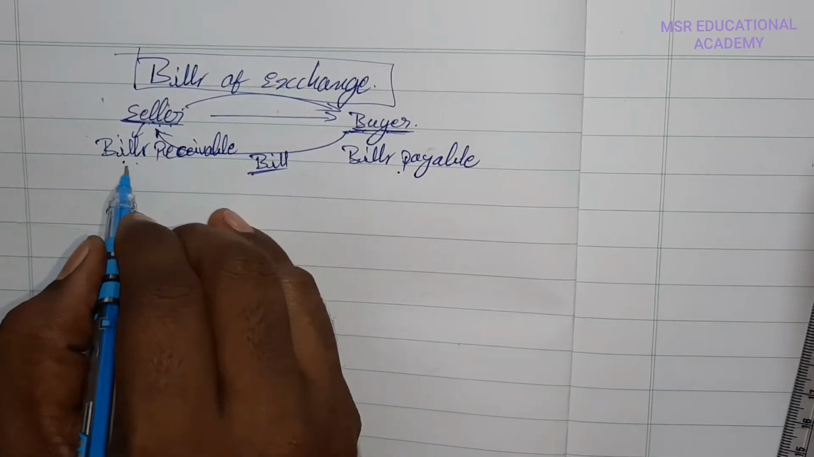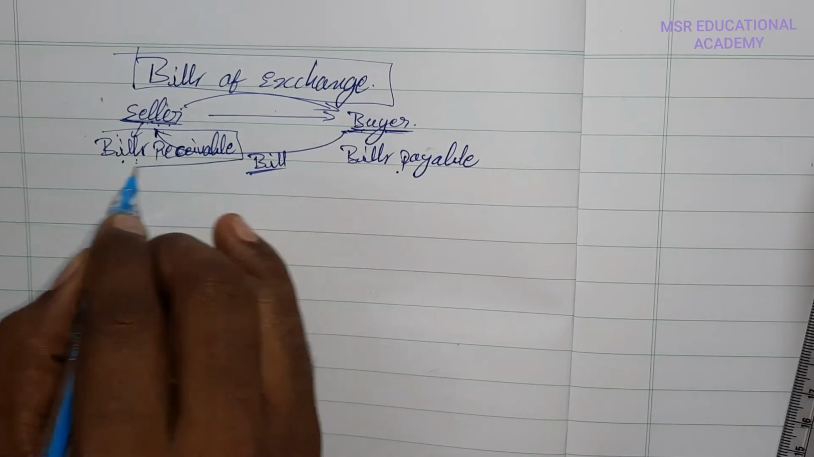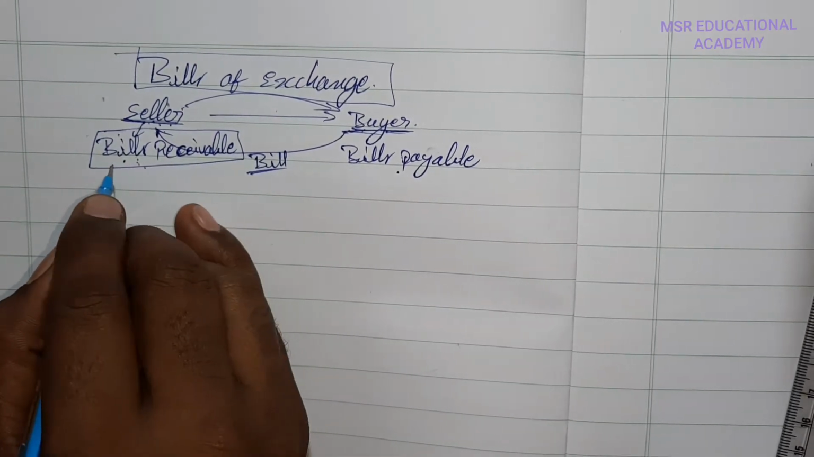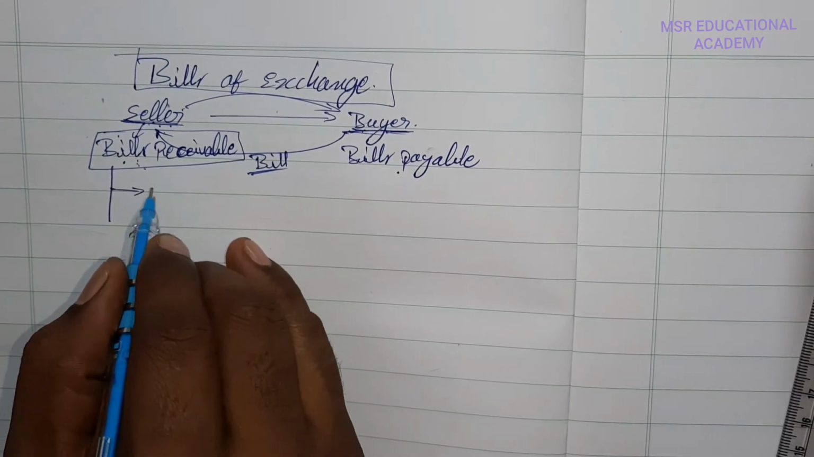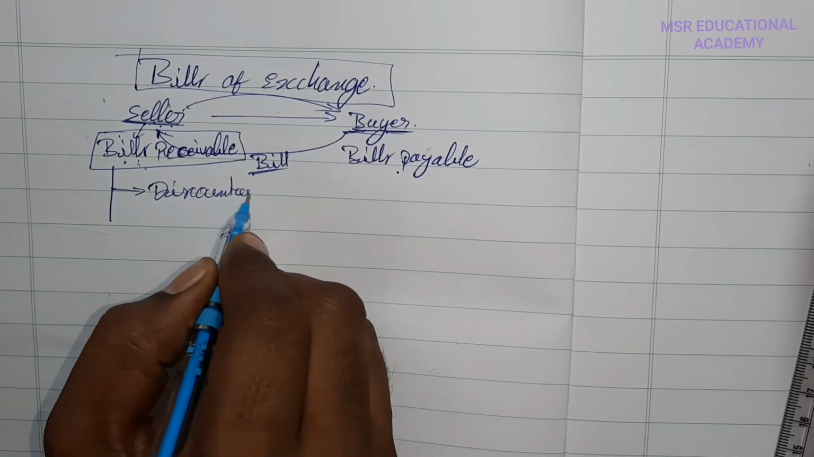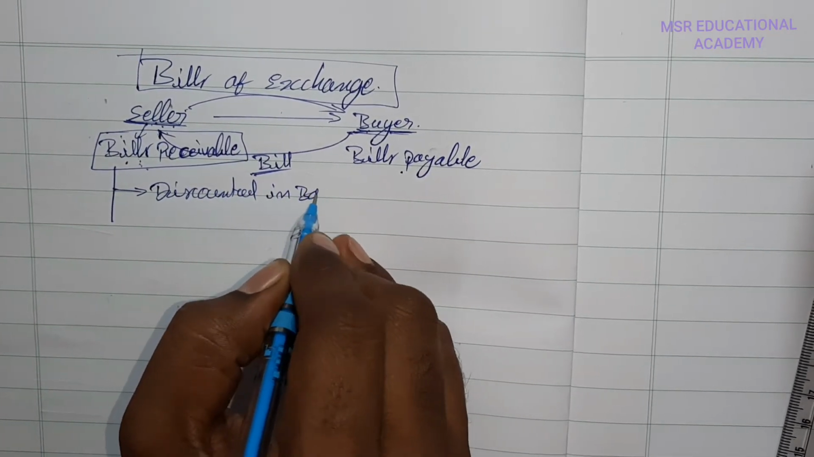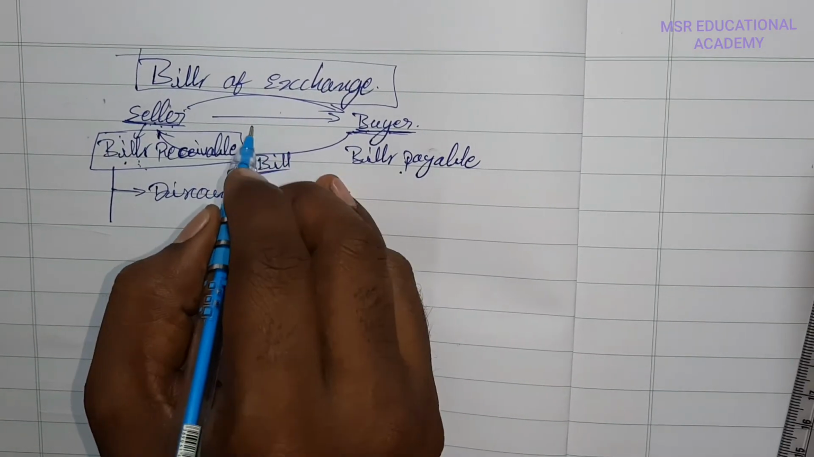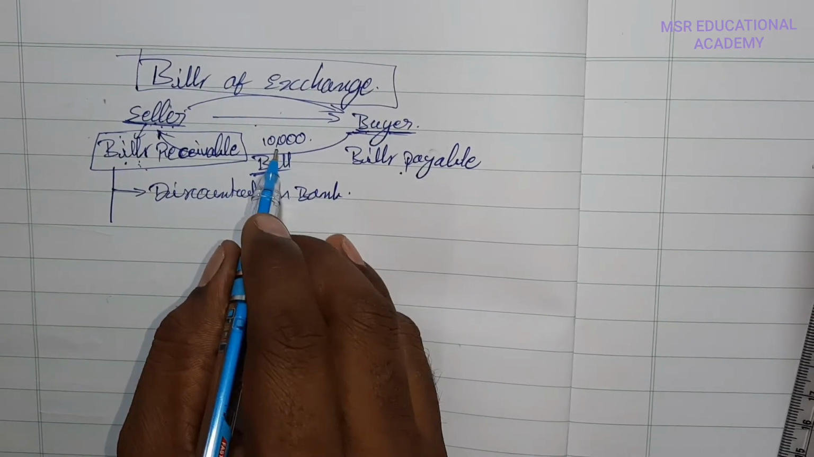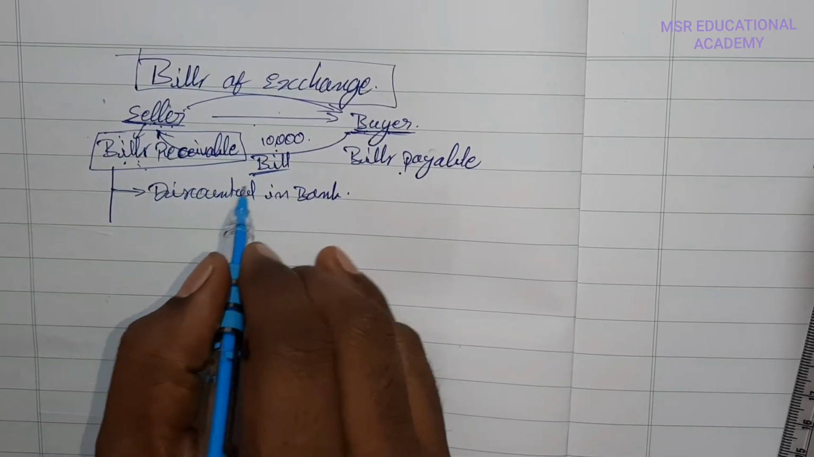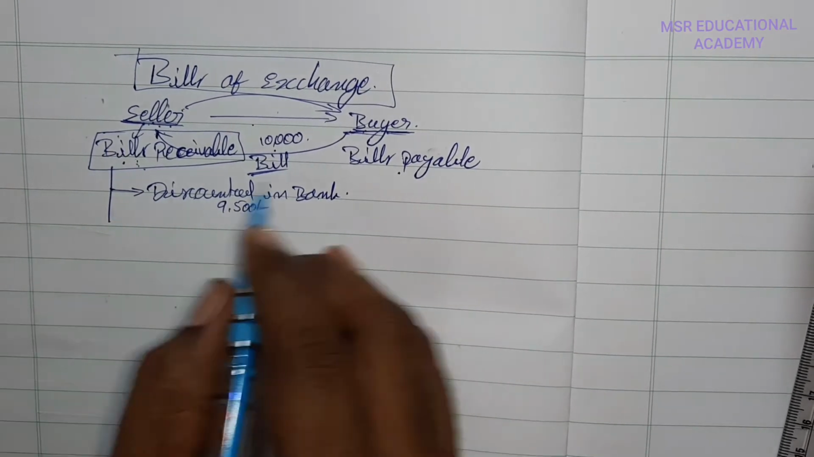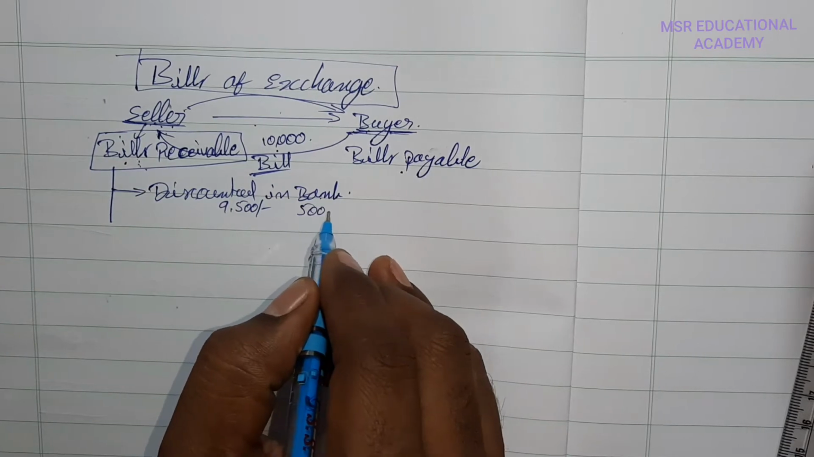So what does the seller do with the bill he has? Simply, he can discount it in the bank. For example, take a bill amount of 10,000. If you discount this 10,000 bill in the bank, for example, it gives you 9,500, and 500 is the discount amount.